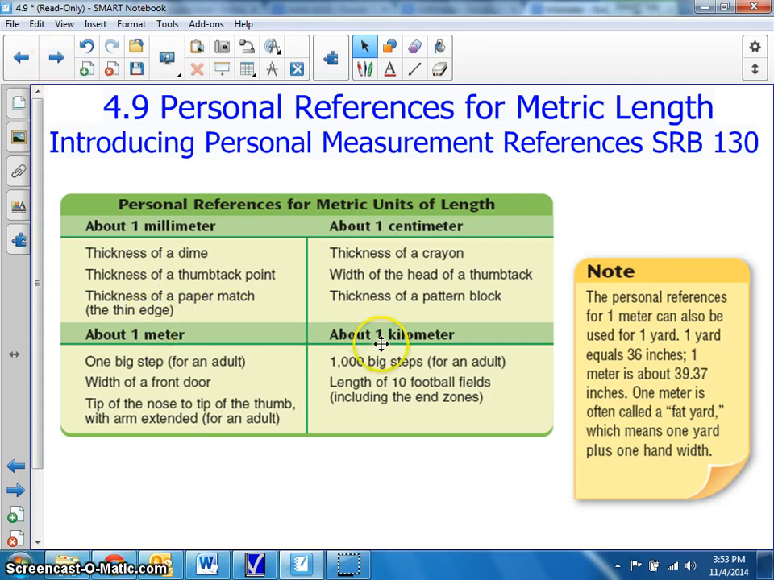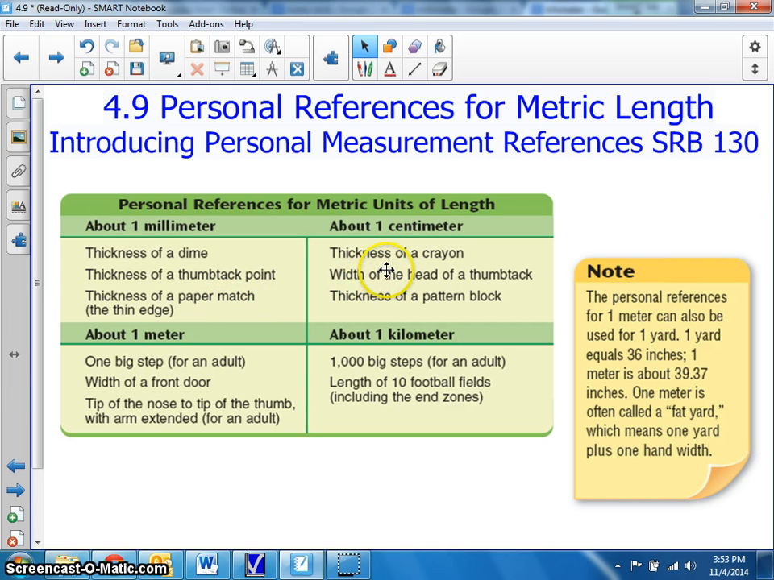But here's a chart full of things that are about 1 millimeter, 1 centimeter, 1 meter, 1 kilometer. I want you to write at least one of these down for each one, whichever you think will help you best remember. For a millimeter, I like the thickness of a dime. You know how thick a dime is? It's not very thick at all. That's about 1 millimeter. About the thickness of the thin part of a match, too.